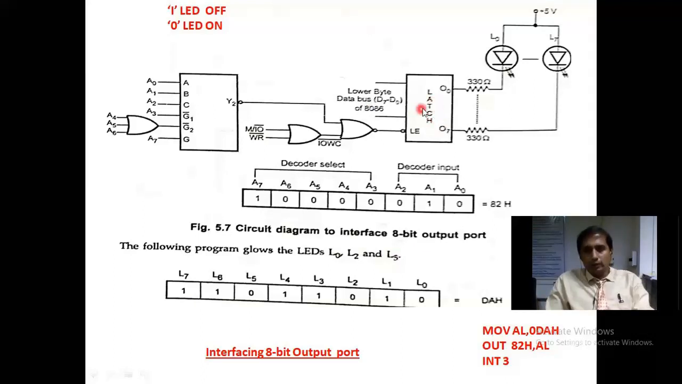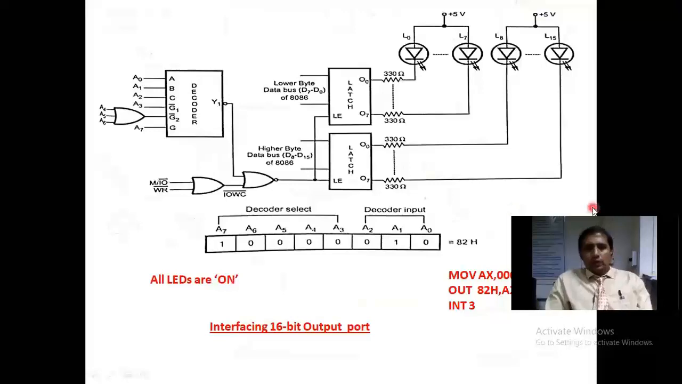This means instead of 8-bit output, let us say 16-bit output. Now see the other diagram, interfacing 8086 with a 16-bit output port. Here, how many latches are we taking? Two latches, first latch and second latch.